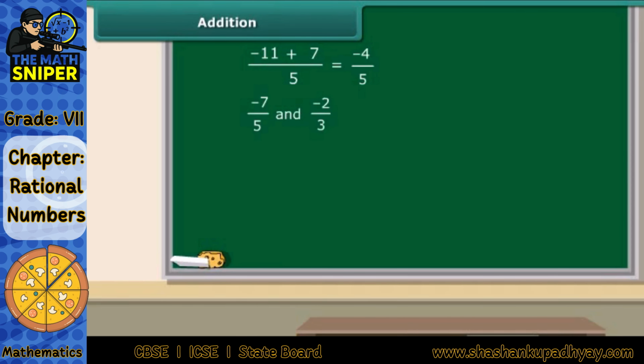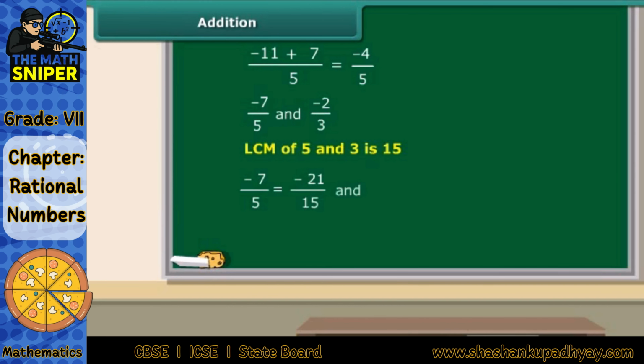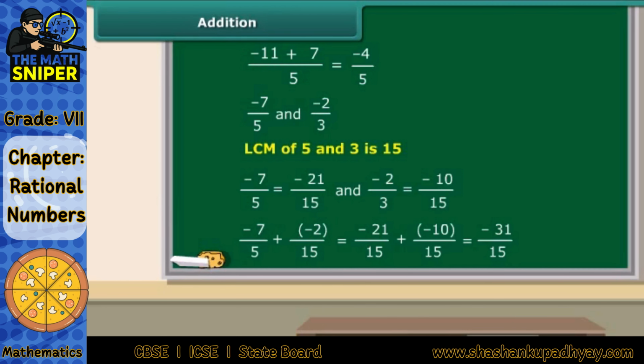And if the denominators of the rational numbers are not same, in that case, firstly, we find the LCM of the denominators. Here the LCM is 15. Then we find the equivalent rational numbers of the given rational numbers with this LCM as the denominator. Here, minus 7 by 5 is equivalent to minus 21 by 15, and minus 2 by 3 is equivalent to minus 10 by 15. Then add the two rational numbers.